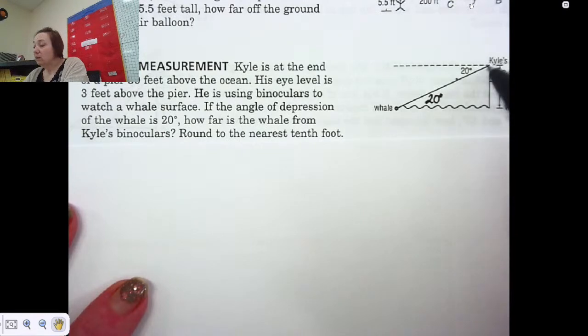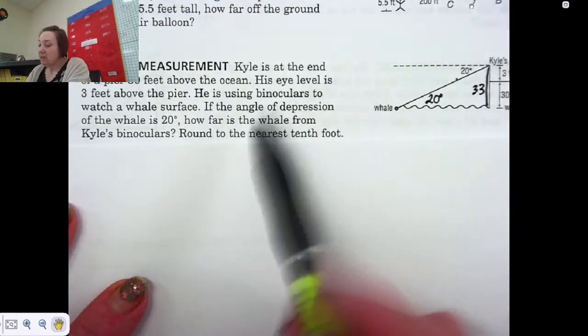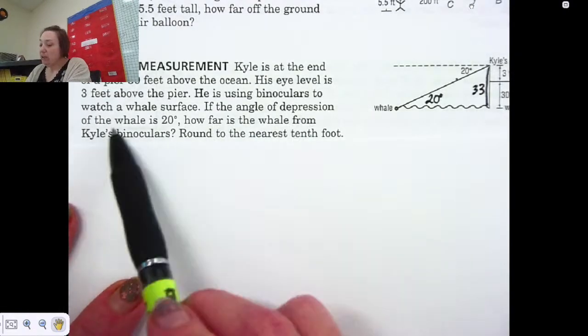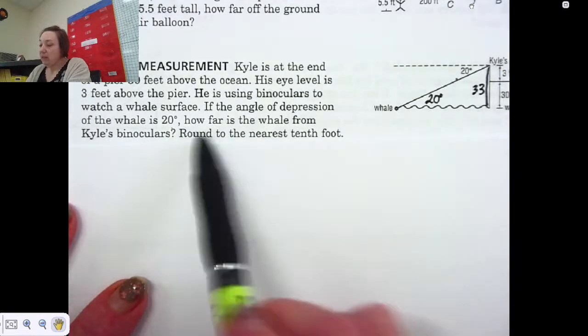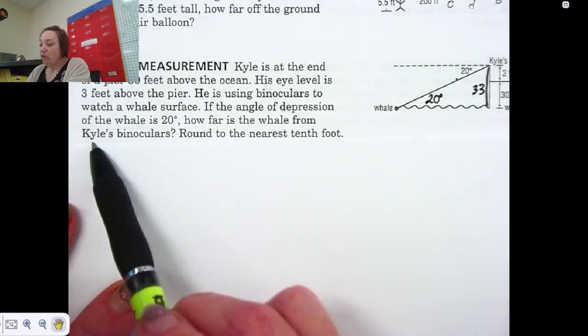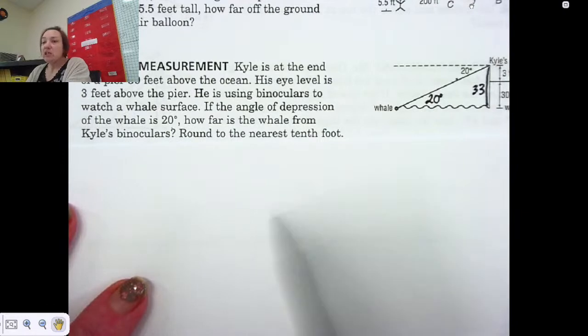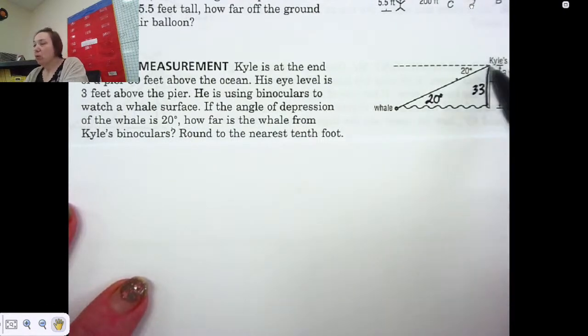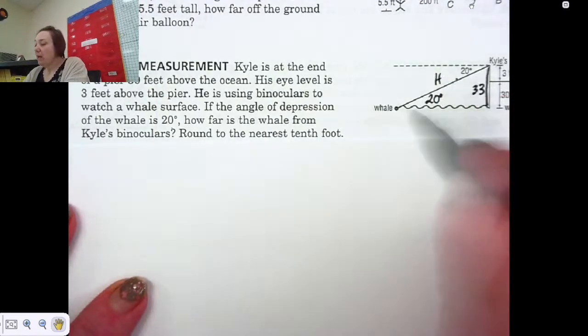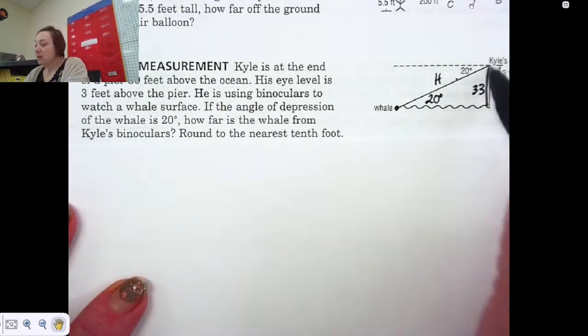Now, how long is this side of my triangle? It's 33. The question they're asking us is if the angle of depression of the whale is 20, they gave us that, right? How far is the whale from Kyle's binoculars? So what part of this triangle are we trying to find? Hypotenuse, because they're wanting to know how far the whale is up here to Kyle.